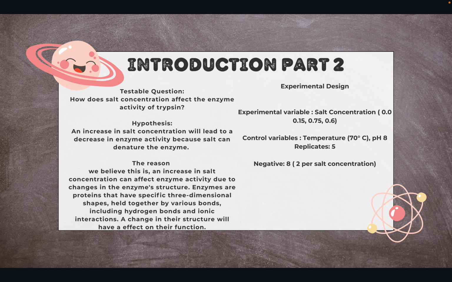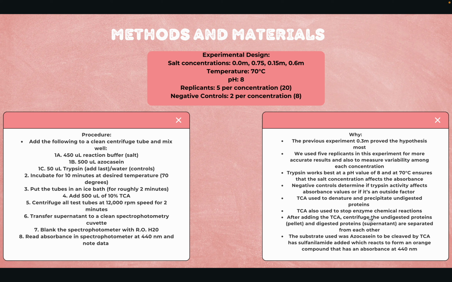We had 5 replicates for each of our concentrations, so we had 20 in total. Then for our negative control we had 8, which was 2 per salt concentration. Again, our experimental design is up there.